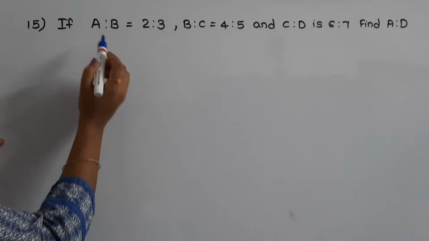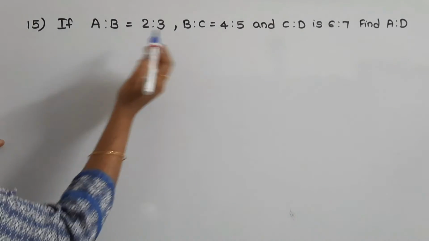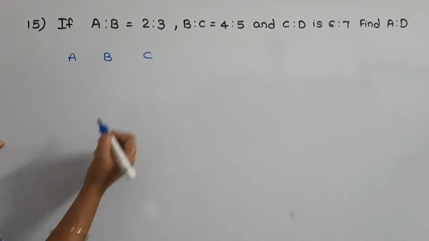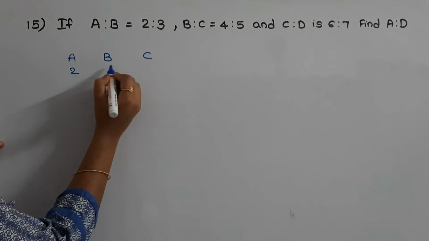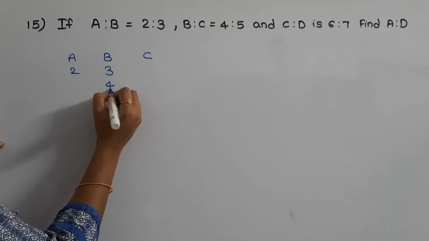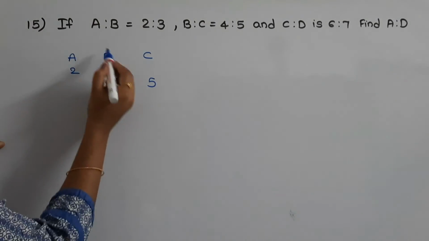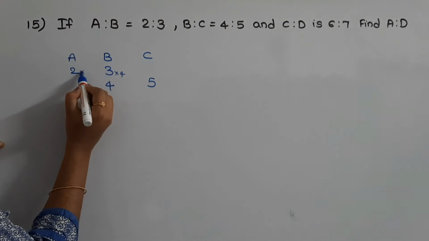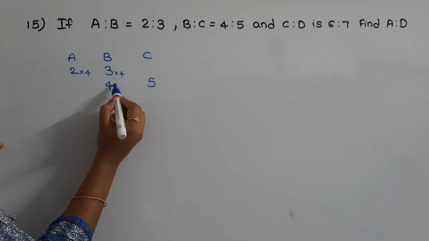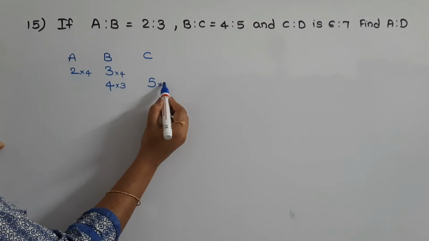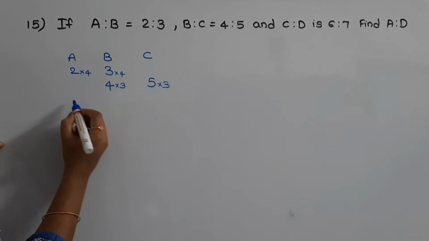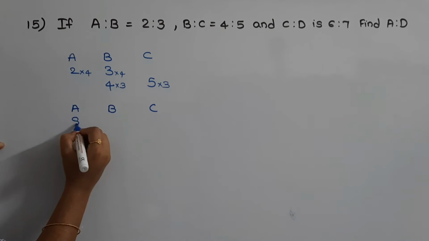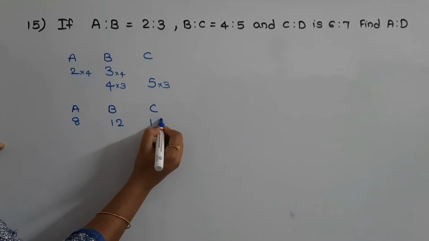So, with the help of these two ratios, let us first find out the ratio of A, B and C. A is to B is 2 is to 3 and B is to C is 4 is to 5. So, let us make the middle term same. For that multiply this 3 by 4, this 2 by 4 and this 4 by 3 and this 5 also by 3. So, the ratio of A, B and C will be 8 is to 12 is to 15.